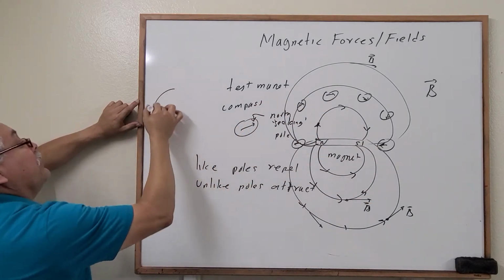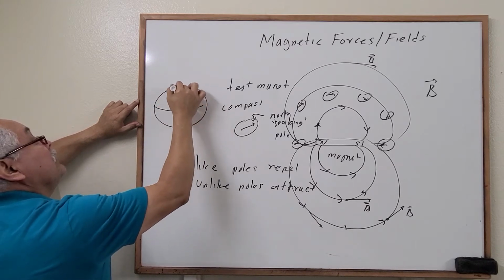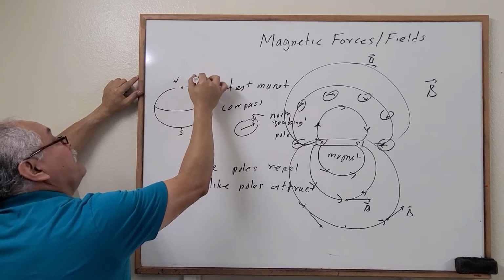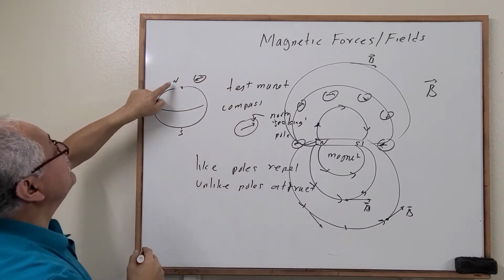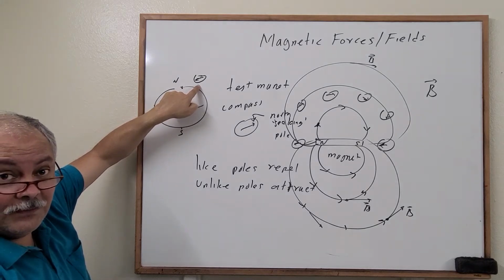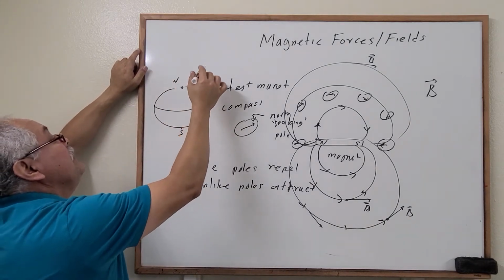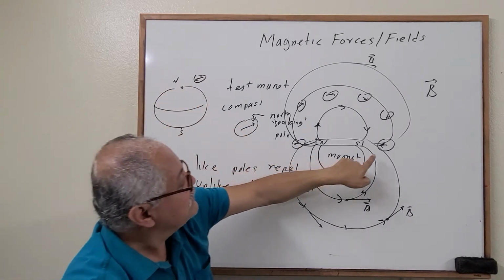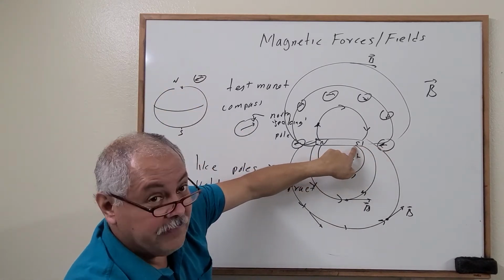Let's apply these ideas to the Earth, for example. Imagine this is the Earth right here. This is the equator, this is the North Pole, South Pole. Let's place a compass right here. What happens? It's being attracted. If these two attract, if this is north, this is going to be south. Over here, this is north, it's going to be attracted by south.